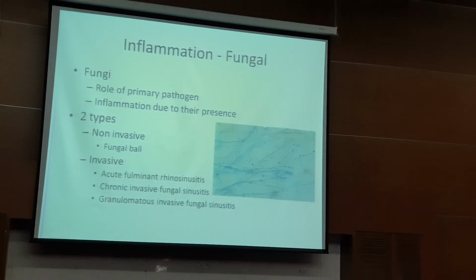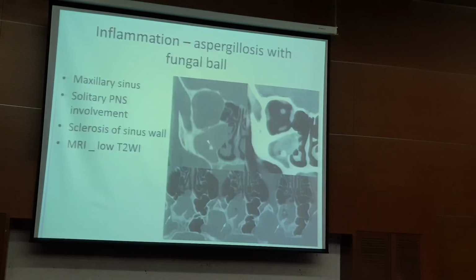Okay, fungus, two types, non-invasive and invasive, right? Now I'm showing you a non-invasive aspergillosis with fungal ball. Here you can see it commonly occurs in the maxillary sinus. Usually it's solitary PNS involvement and you can see sclerosis of the sinus wall. And within it you can see calcification.